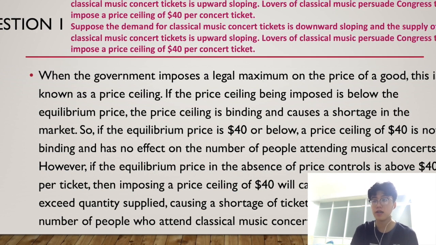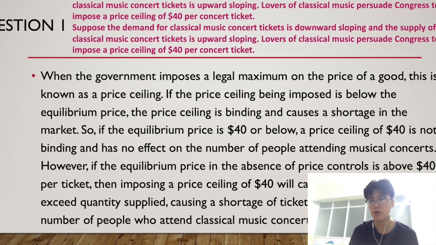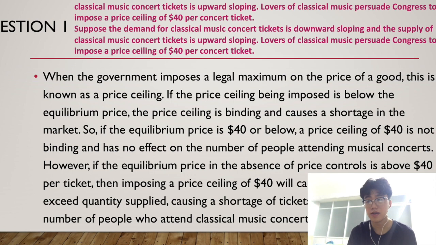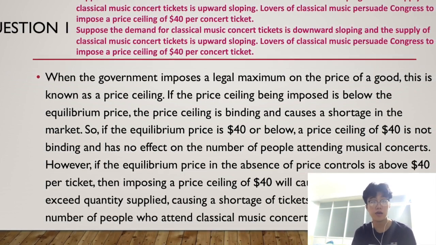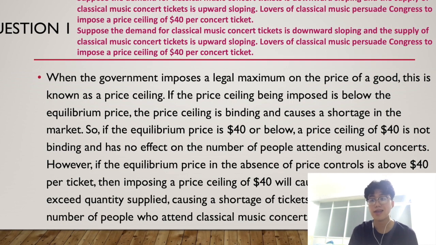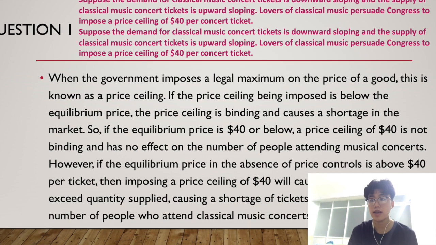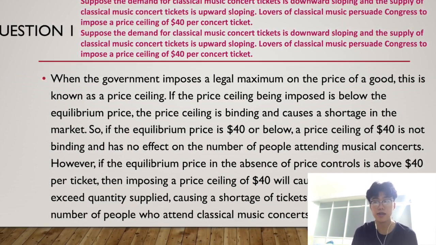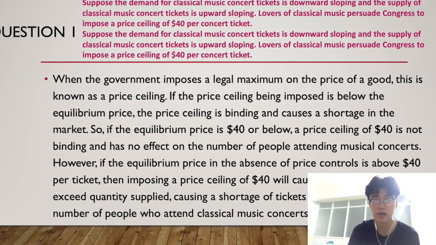If the price ceiling being imposed is below the equilibrium price, the price ceiling is binding and causes a shortage in the market. So if the equilibrium price is $40 or below, a price ceiling of $40 is not binding and has no effect on the number of people attending the musical concerts.